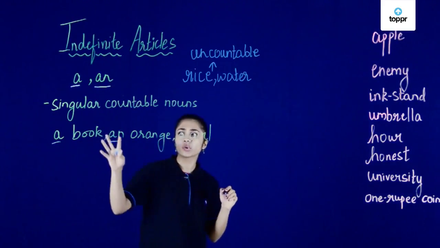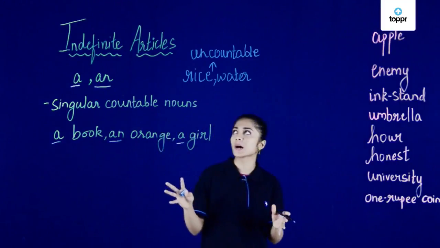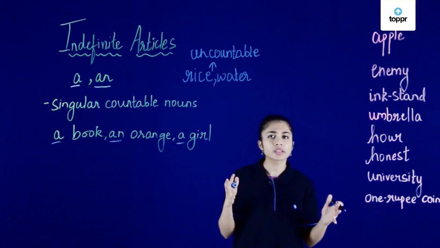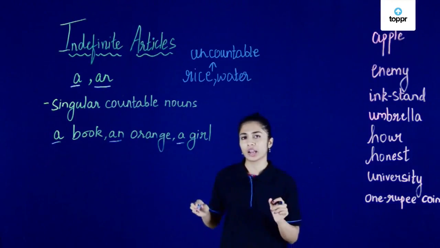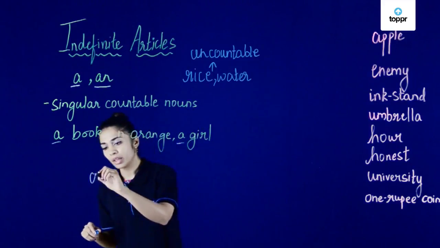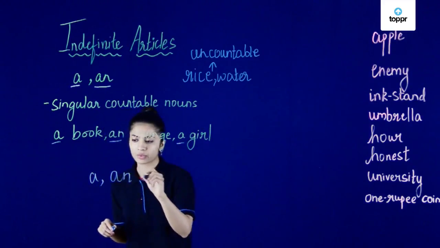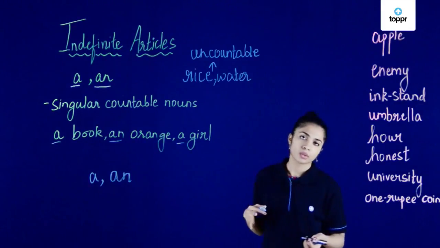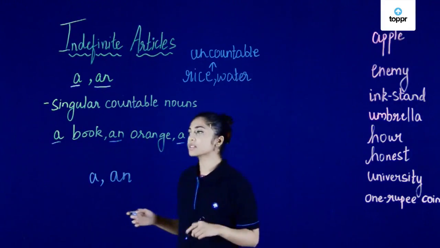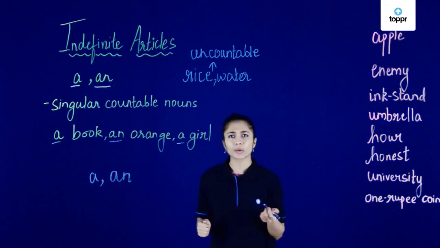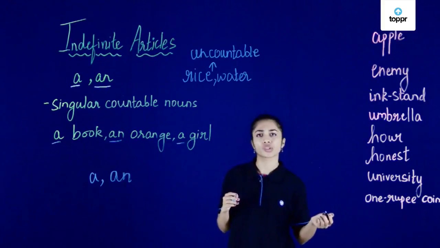So, now we know when we use our indefinite articles. We use them before singular countable nouns. However, there is a thing that I'd like to focus on, and that is the usage of a and an. So when do you think we use a and when do you think we use an? So in these examples here, we've used a book and we've used an orange. Why is that? Why didn't we just use a orange?